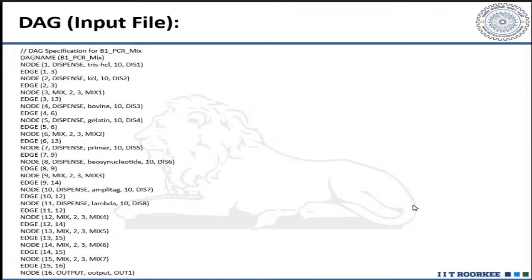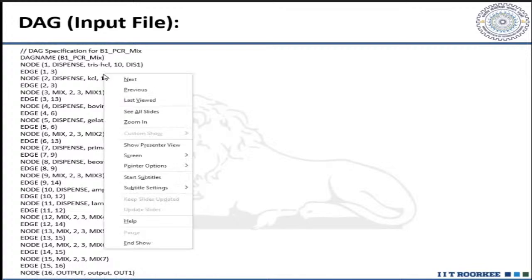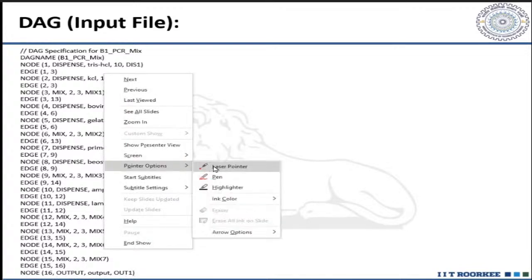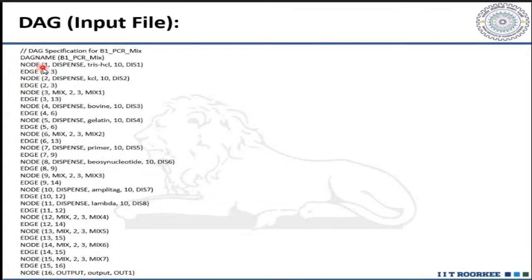So how can we write this graph? We can write it in a text file as a set of nodes and then a set of edges, and these edges are directed. If we follow this slide, there are nodes. A node has a node ID and a node type, which says which fluid is to be considered or dispensed. So this is a dispense one.